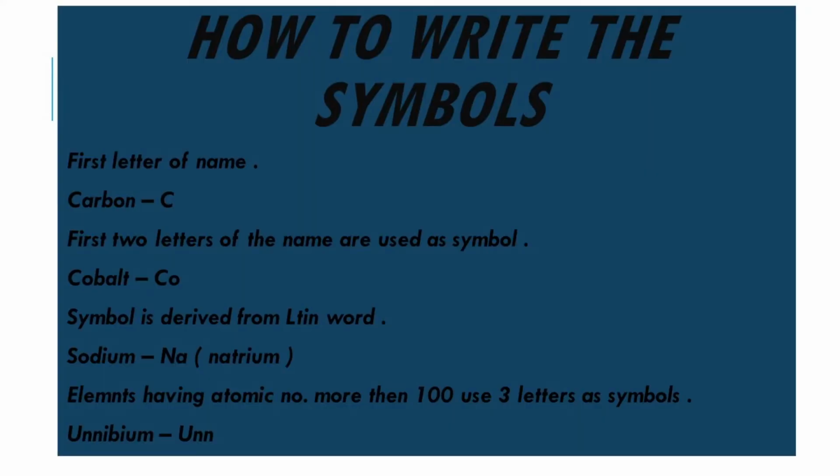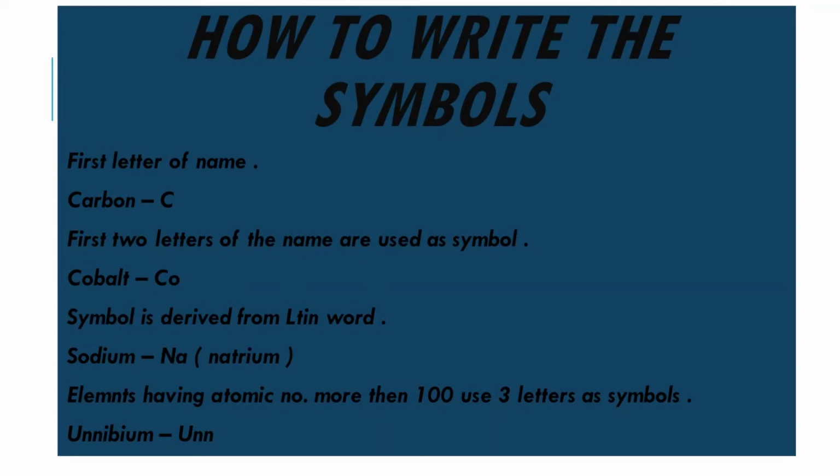Now we know that the symbols are the short form. How are these symbols written? There are certain rules which we follow, and first among them is that the first letter of the name of an element is used as its symbol. For example, if we write carbon, then the first letter is C.